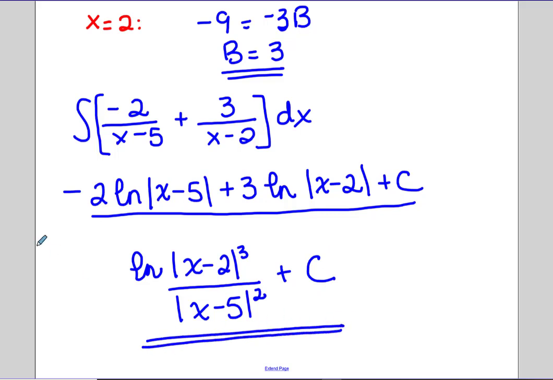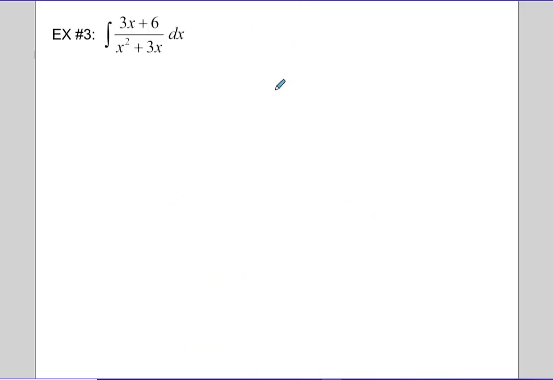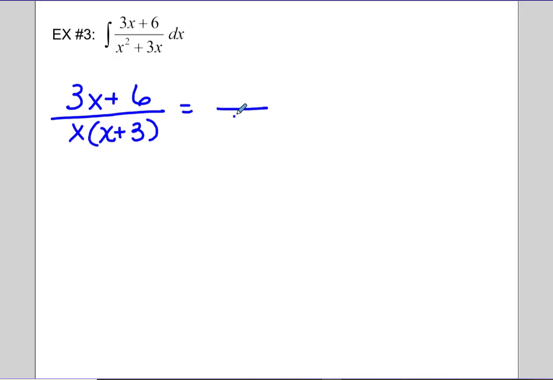So partial fractions. Here's one for you to try. You can turn your video off and come back to check your work to be sure that your work matches my work. So I'm getting factored form on the bottom, and we need a numerator, an A value, and a numerator for the second term, the B value.